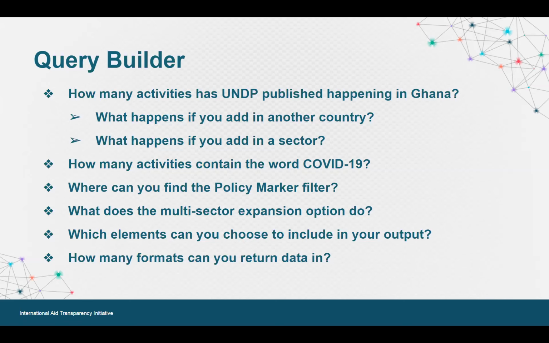And then the last two questions. Which elements can you choose to include in your output? On this one, it's basically all for activities, some for transactions, and none for budget. So maybe this is one where we can follow up additionally to explain a bit more to people on how this selection works. I think that's a good one because probably it's not the most intuitive for everyone.